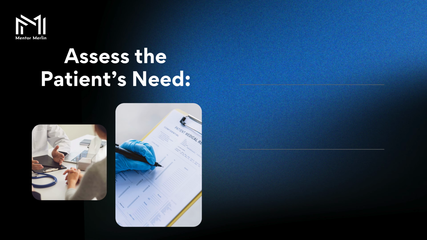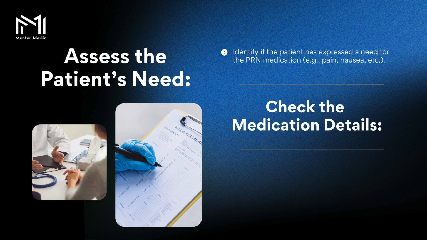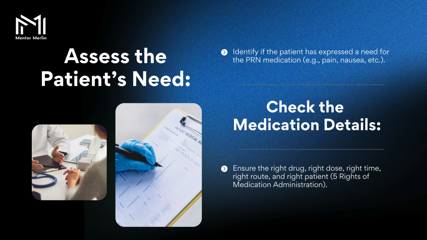Assess the patient's need. Identify if the patient has expressed a need for the PRN medication, for example, pain, nausea, etc. Check the medication details. Ensure the right drug, right dose, right time, right route, and right patient. 5 rights of medication administration. Confirm the expiry date of the medication.